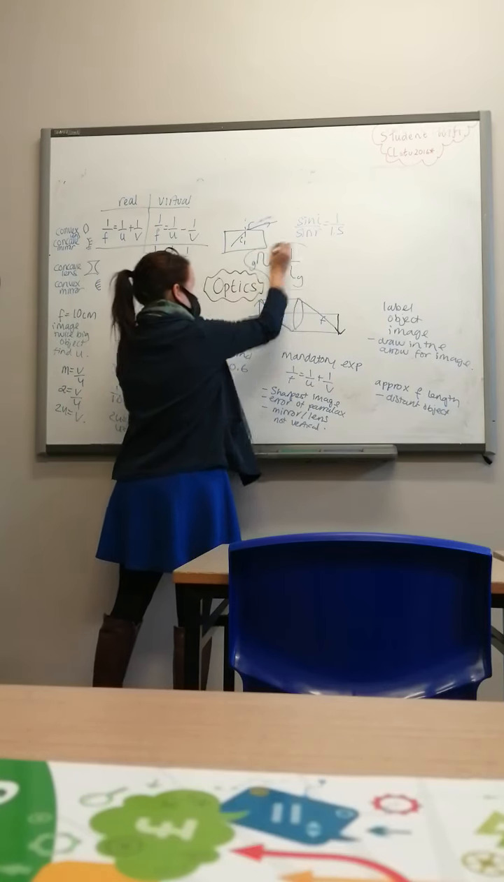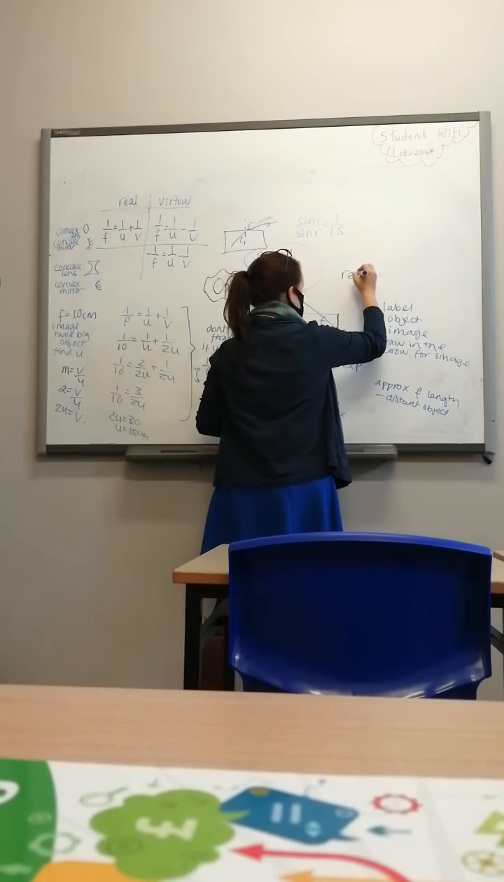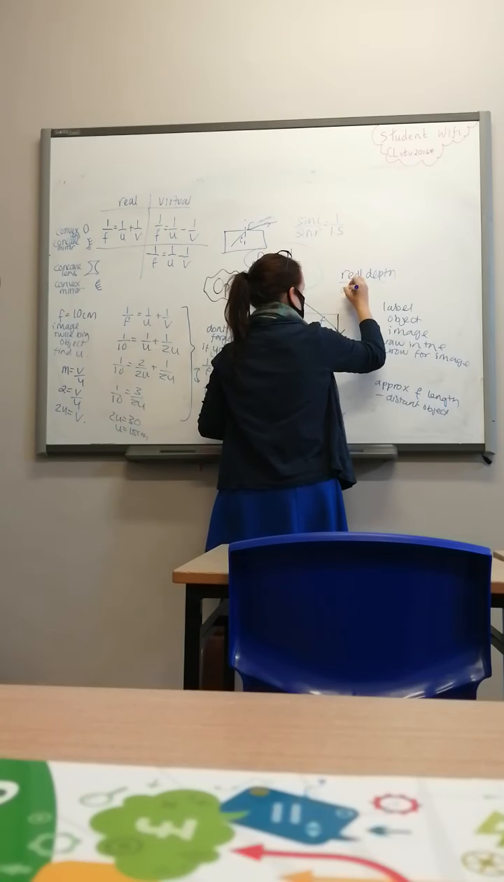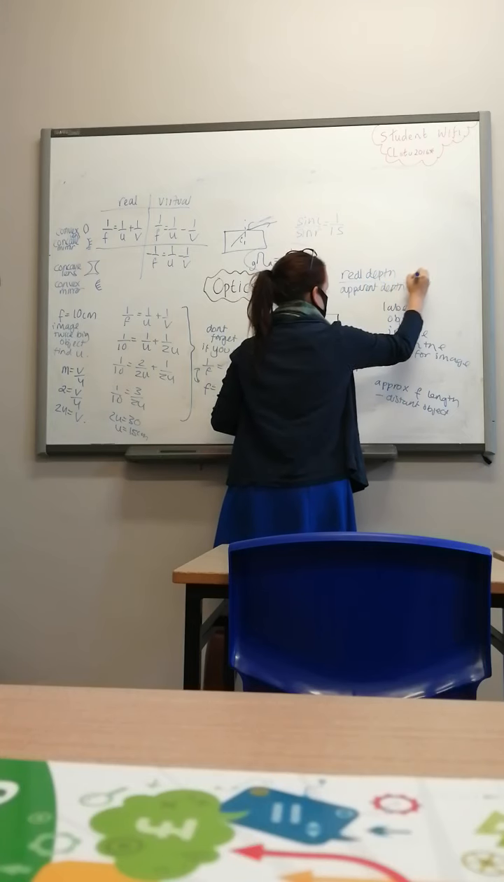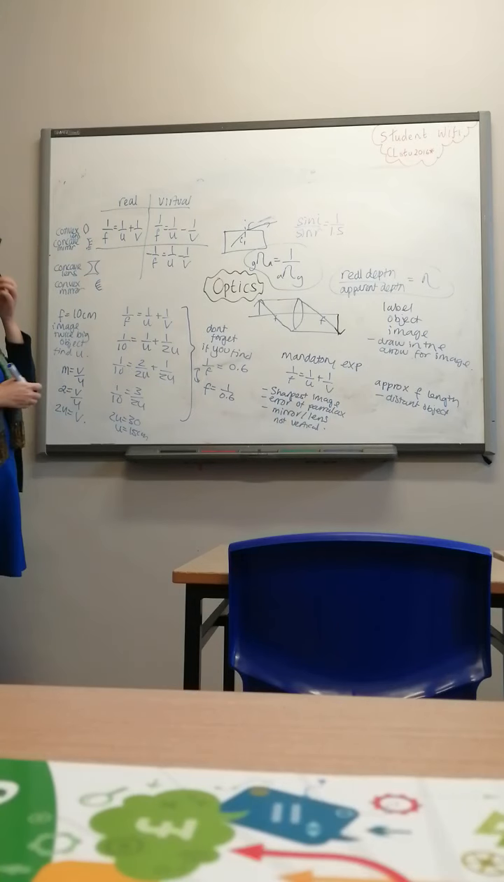This is not in your log tables. The other thing that's not in your log tables, guys, that you must remember is real depth over apparent depth is equal to refractive index, not in your log tables. Right, and then last one.